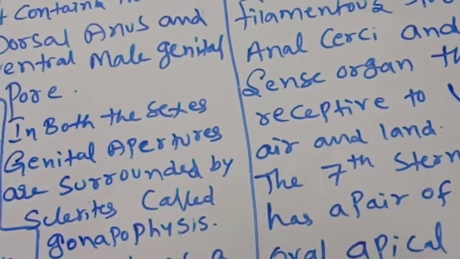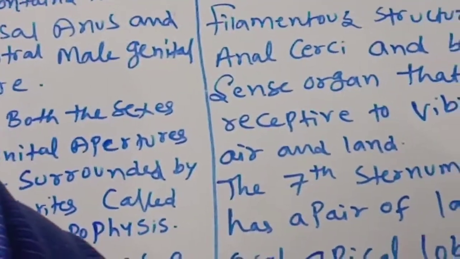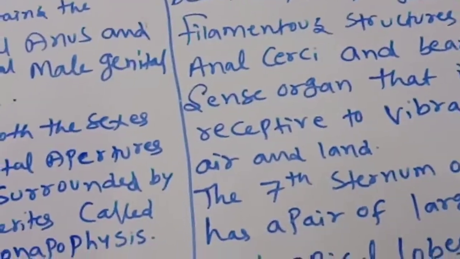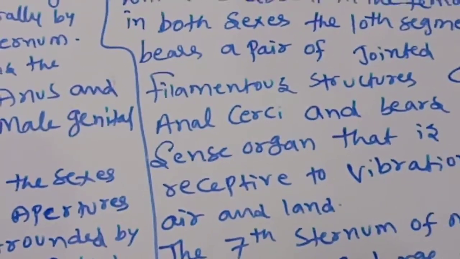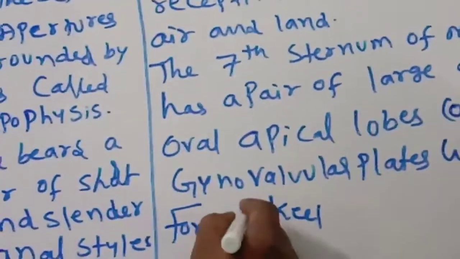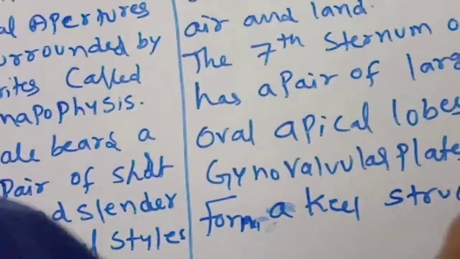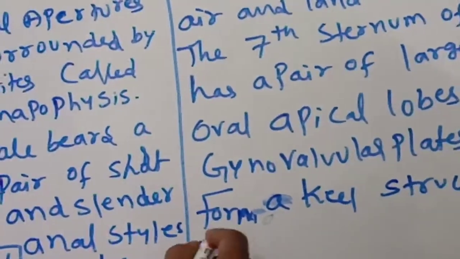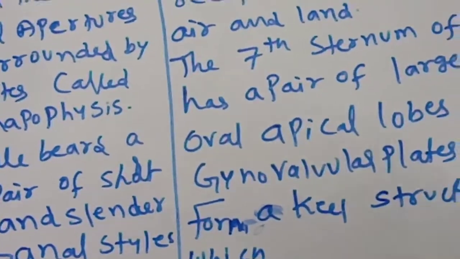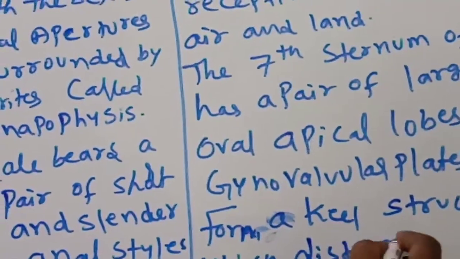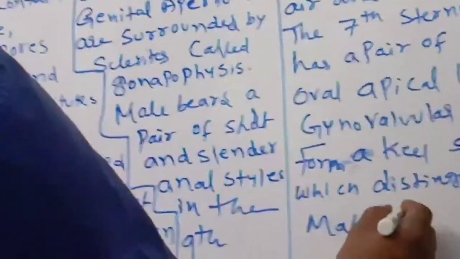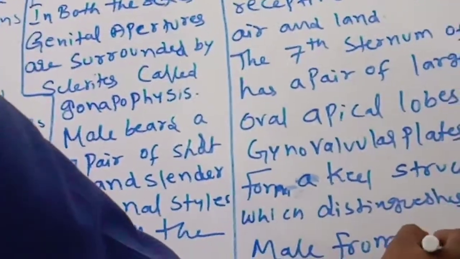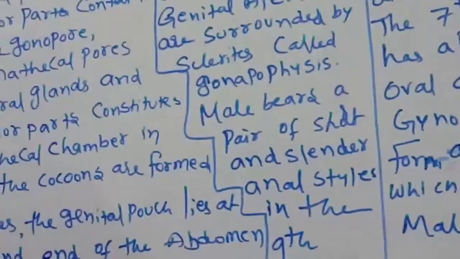Gynovalvular plates, which form a keel-like structure, which distinguishes the male from the female. Okay children, this is the most important thing you should remember.